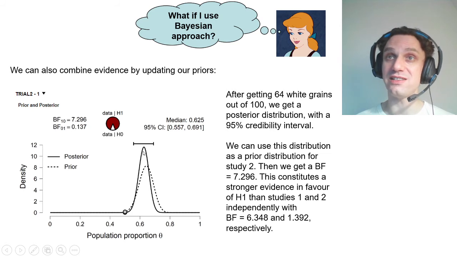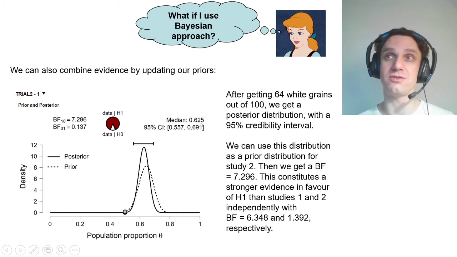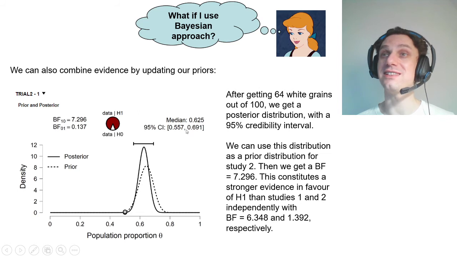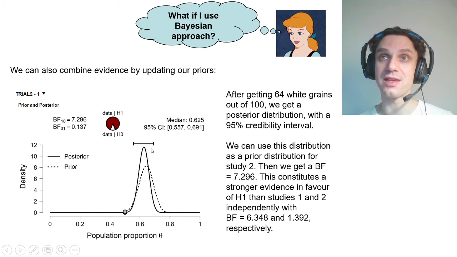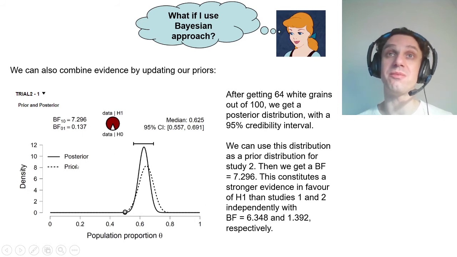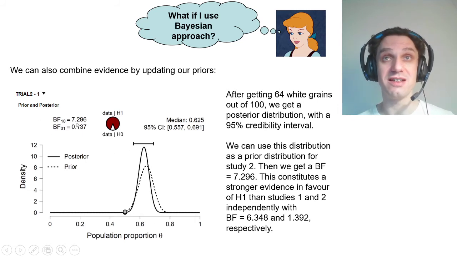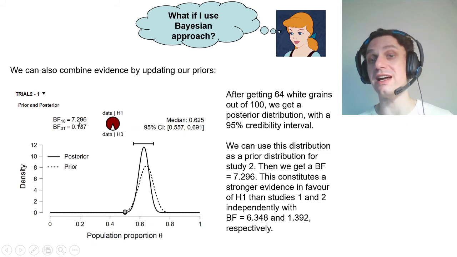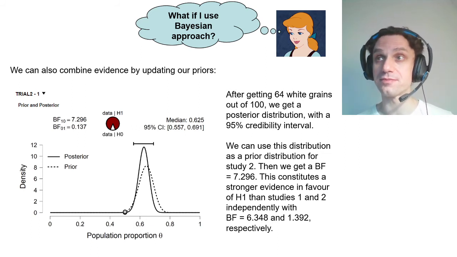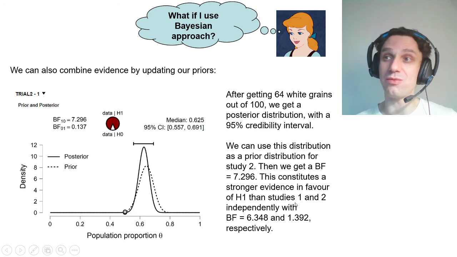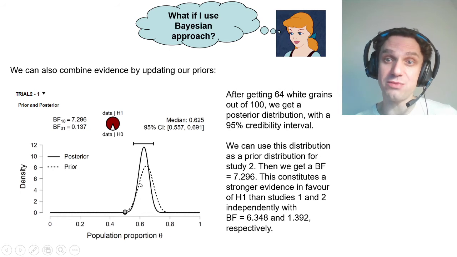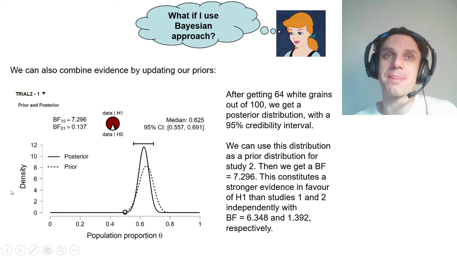The median shifts a little bit to the left. It's now 0.625. The confidence interval, credibility interval, is now slightly more narrow. But based on those two trials combined, the Bayes factor is 7.29, so almost 7.3. And this constitutes a stronger evidence in favor of H1 than trial 1 or trial 2 taken independently. So we have combined them and we have arrived at a stronger evidence.